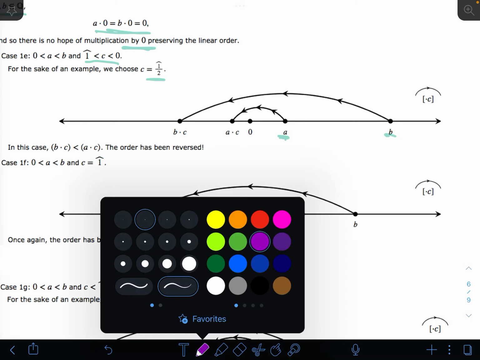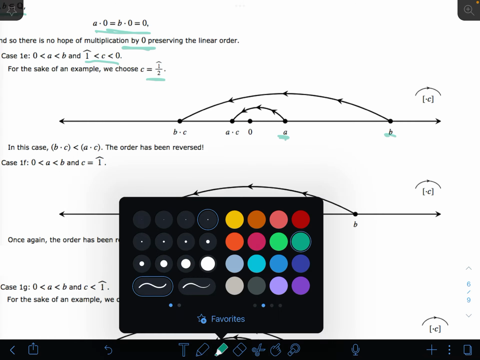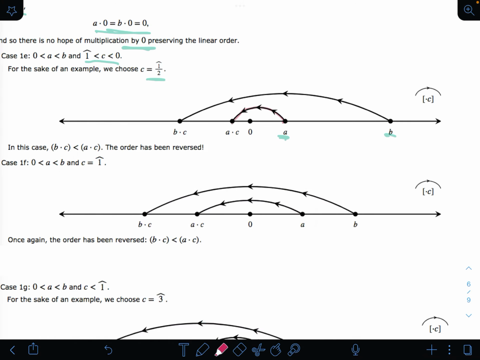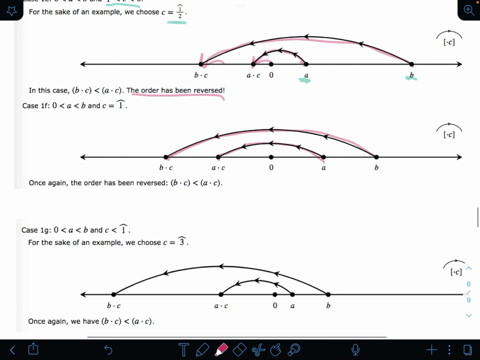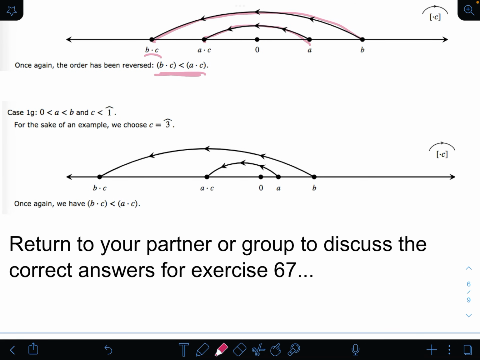See if the order is preserved. Okay, so here's A, here's B. And now when I multiply by negative 1/2, as you can see, things got flipped, didn't they? So the order's been reversed. Same thing happens where A and B are both positive numbers here. If I multiply by some negative 1, again, B times C is less than A times C. And yet again, if I chose a deeper negative number, or smaller, I say smaller, but it's just further to the left on the number line, again, A times C and B times C, the order has changed from where it was.